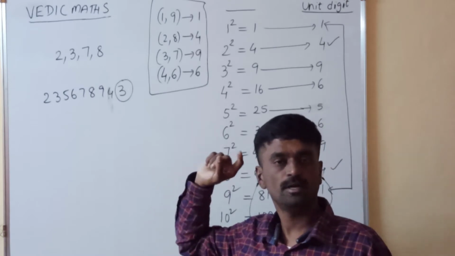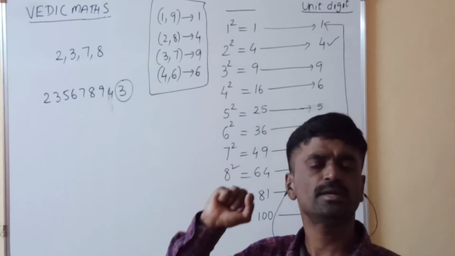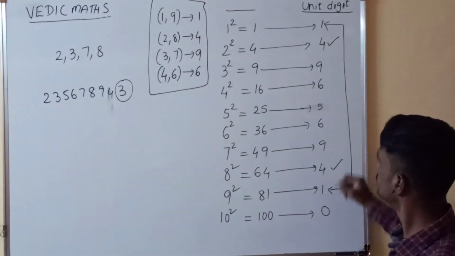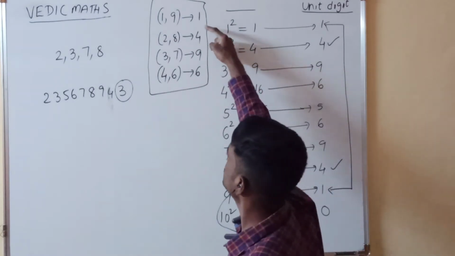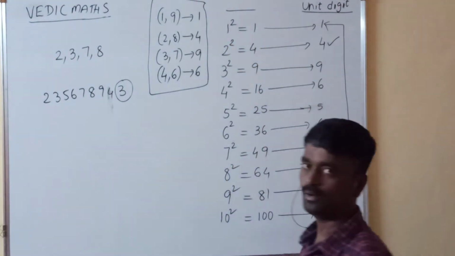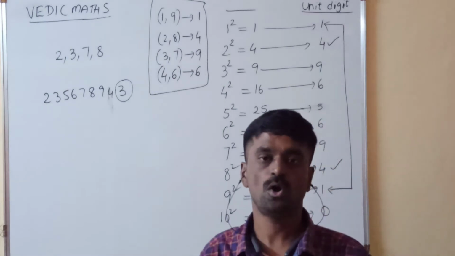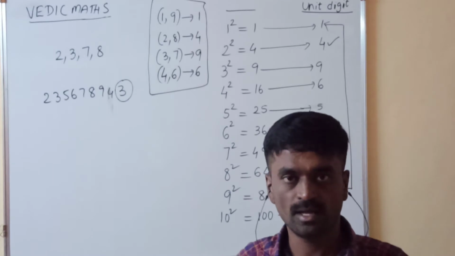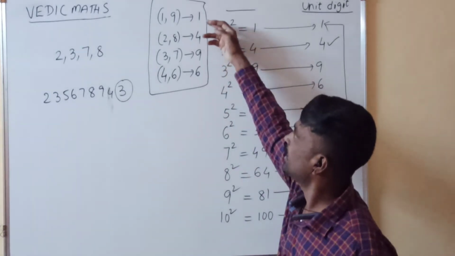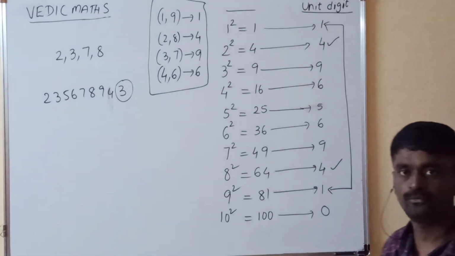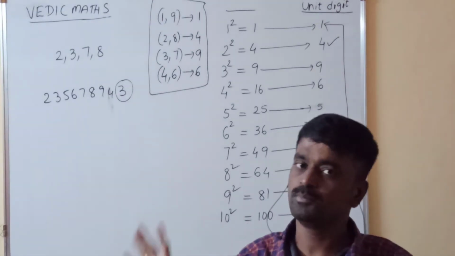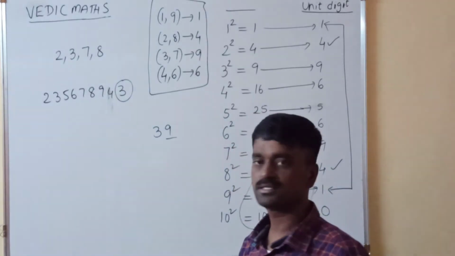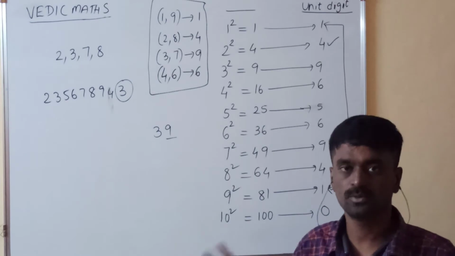Then in any perfect square, its unit digit should be either 0 or 5 or 1 or 4 or 9 or 6. But its converse is not true. That means if you take a number, if its last digit is either 9 or 6 or 4 or 1 or 0 or 5, it need not be a perfect square. For example, if you consider 39, what is its last digit? 9. But it is not a perfect square.